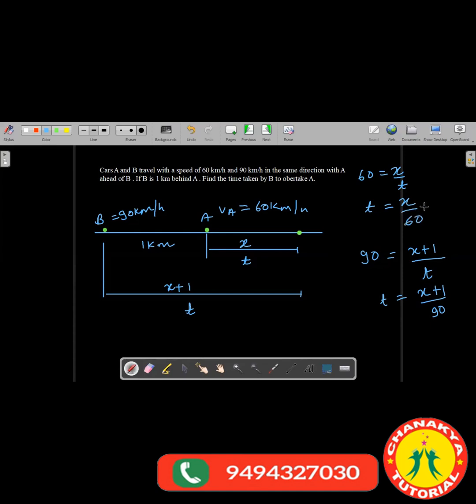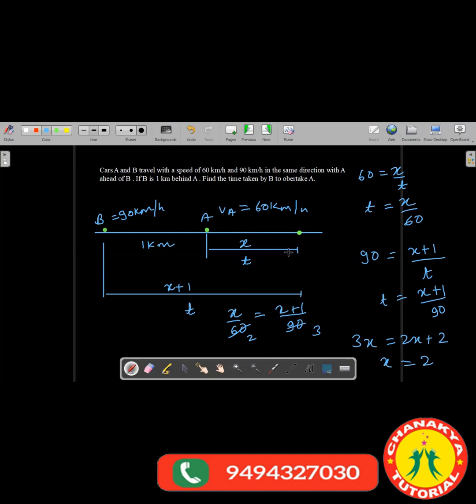So now I can get that both of them are equal. Since the time is same for both of them, I can equate both of them and I will get here x by 60 equals x plus 1 by 90. And now you can cancel from both sides. You can get here 30, 2 times 60 and 3 times 90. Cross multiply, you get 3x equals 2x plus 2. And hence you get x equals 2. Okay. So that means A will travel a distance of 2 kilometer.